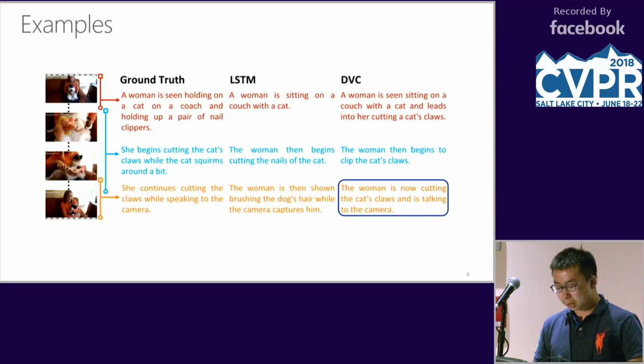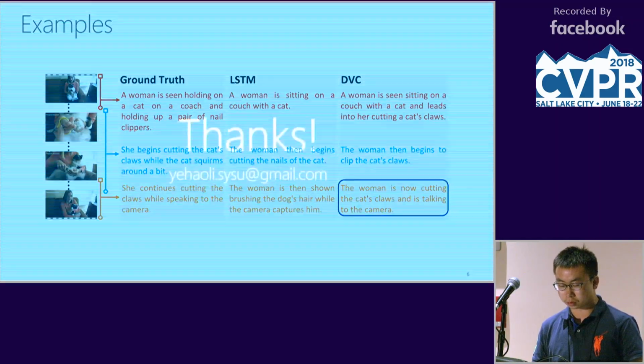This figure showcases an example of dense video captioning results generated by different methods and human-annotated sentences. It is easy to see that our method can generate more relevant and descriptive sentences. For example, compared to the phrase "brushing the dog's hair" in the sentence generated by LSTM, "cutting the cat's coat" in our method is more precise to describe the last proposal.